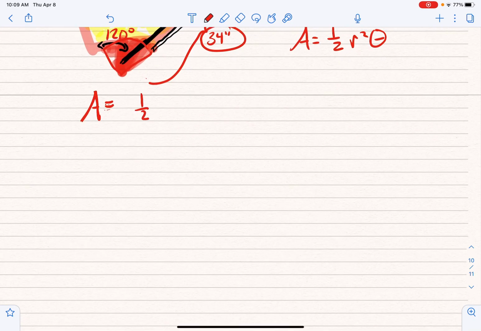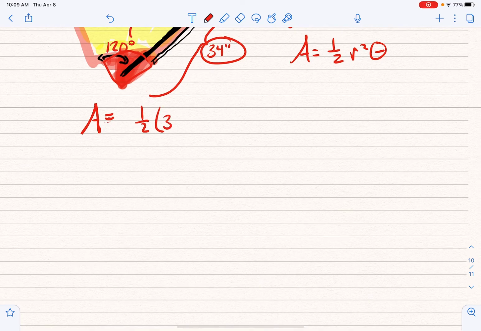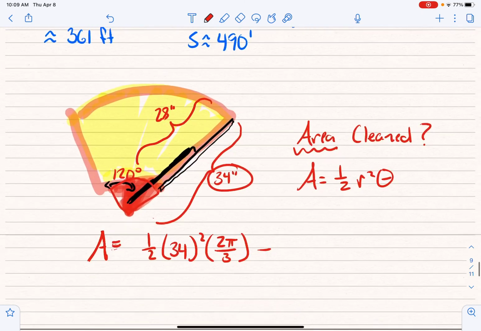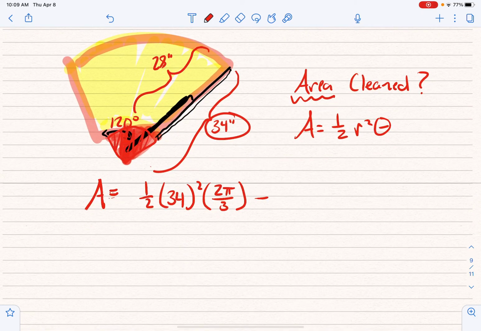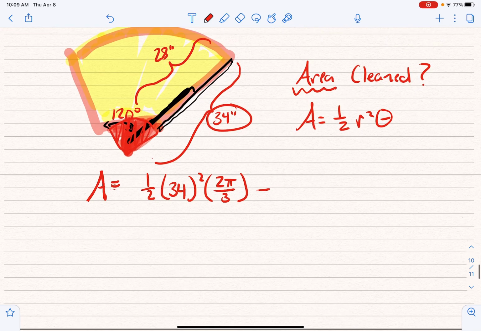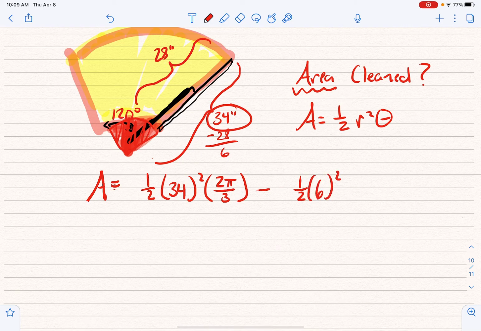1/2 radius squared. So it's going to be 1/2 times 34 squared times theta. 120 degrees in terms of radians is 2 pi over 3, minus that other small section down here. Well, what's the radius of that? Well, it's 6 because 34 minus 28 is 6. So that's going to be 1/2 times 6 squared times 2 pi over 3. And this will get you the right answer if you do it this way, okay?